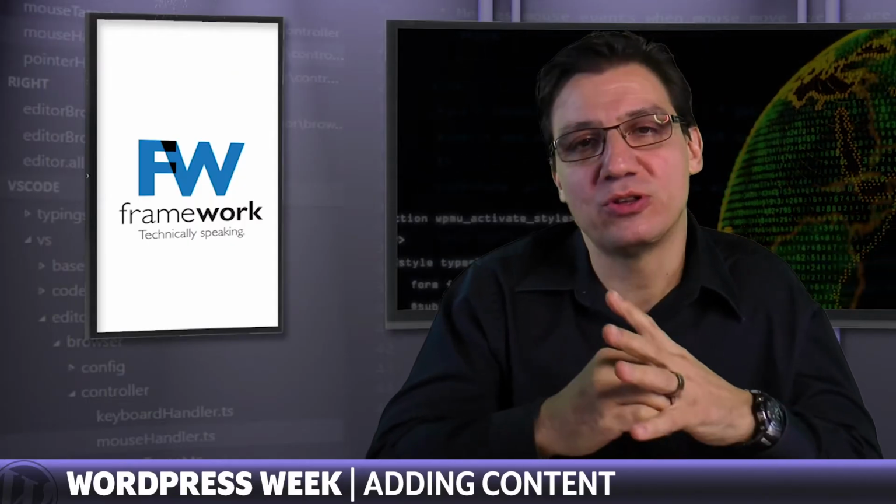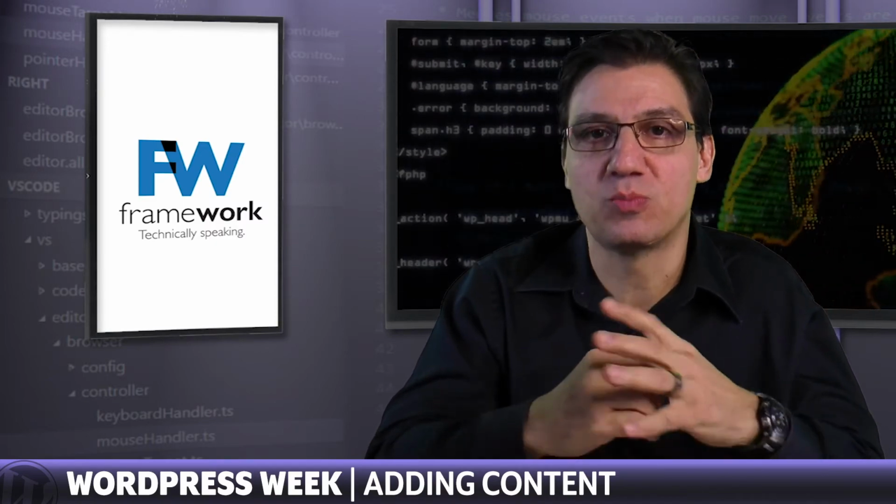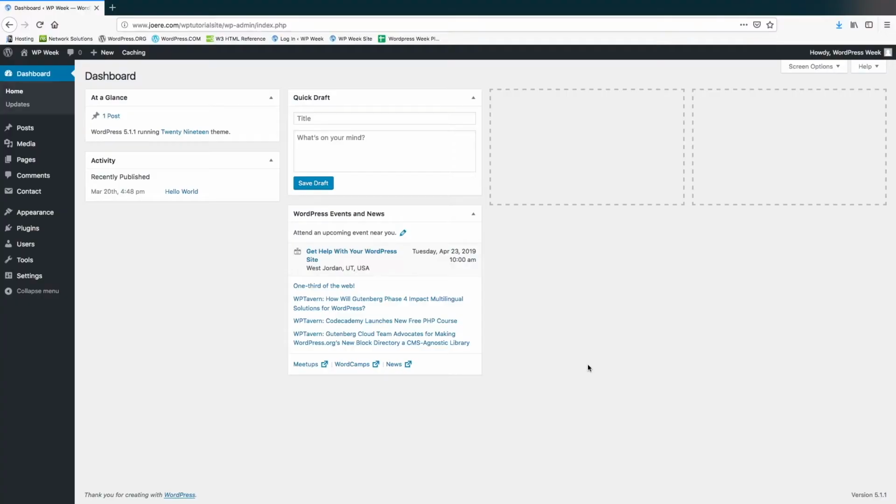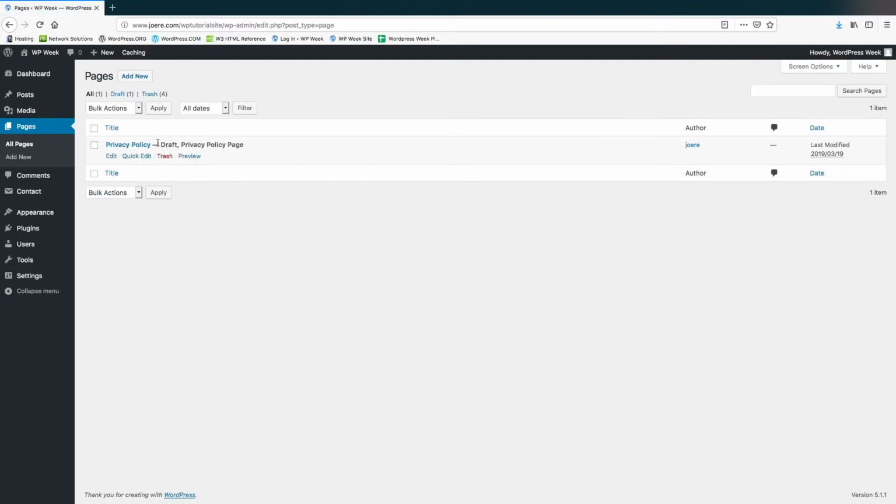Hi, today we're going to learn about adding content to your brand new WordPress site. So we're starting here at the dashboard. So why don't we jump right to pages. And right now there are no pages except this privacy policy, which was a default page that was installed. So why don't we add new?